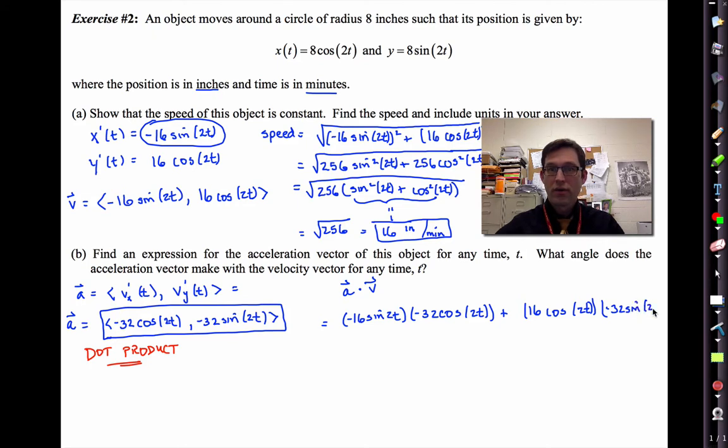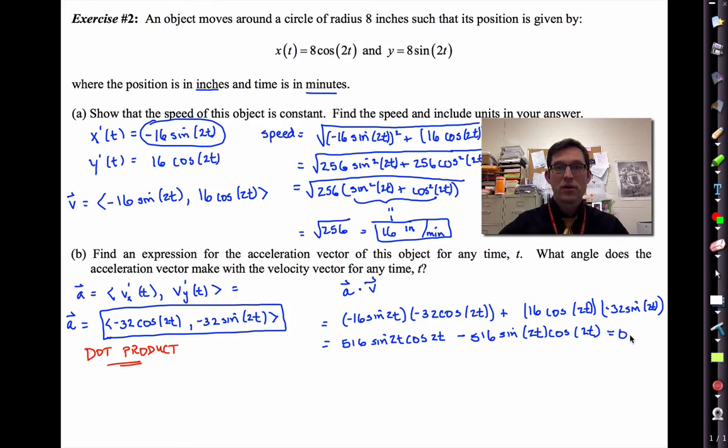times the y component of the acceleration. Oh, I'm running out of room. Well, it's not the prettiest thing on earth, but I'm going to look at my numbers here. 516 times sine 2t cosine 2t minus 516 times the sine of 2t times the cosine of 2t. Well, that's 0. So A dot V is 0.